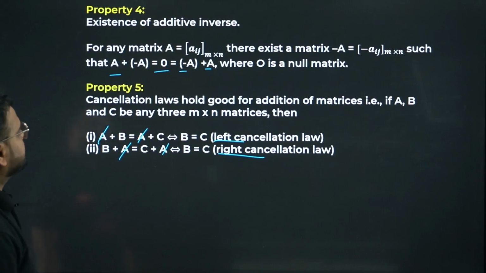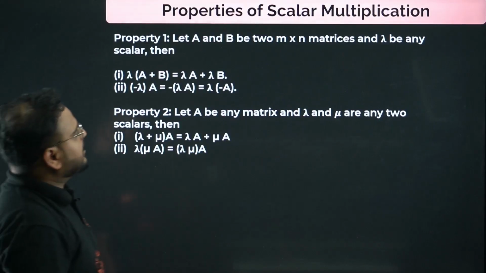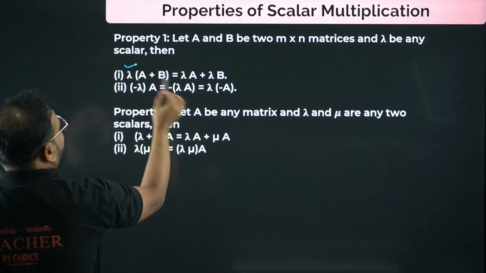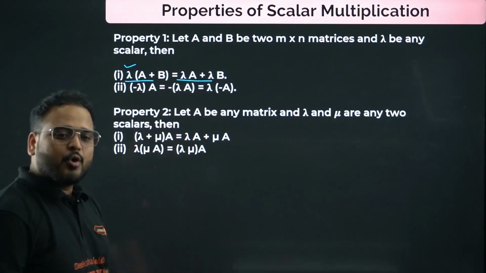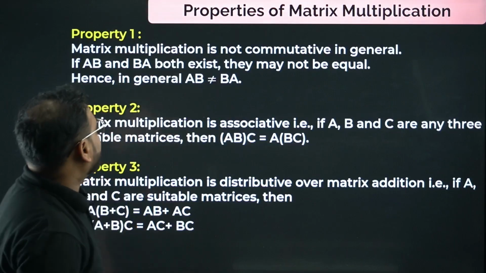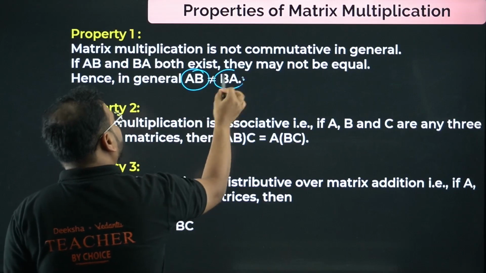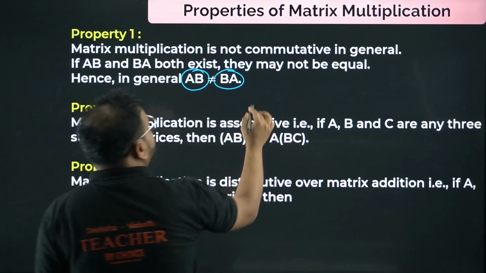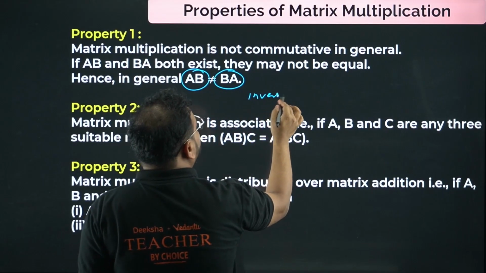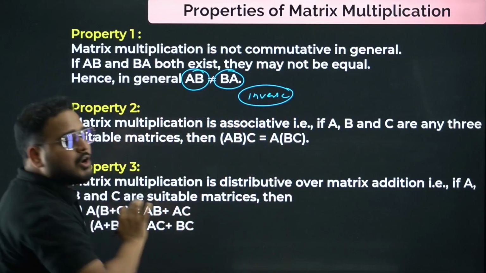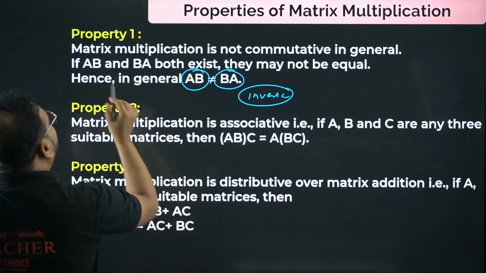Okay, great. Properties of scalar multiplication, I can multiply a scalar in any format. Please check, these formulas are there. Go through this once. Okay, moving on. Properties of matrix multiplication. AB is not always equal to BA, only possible in the case of inverse. If the inverse is there, then only this will be possible, otherwise not possible. Means multiplication is not commutative.